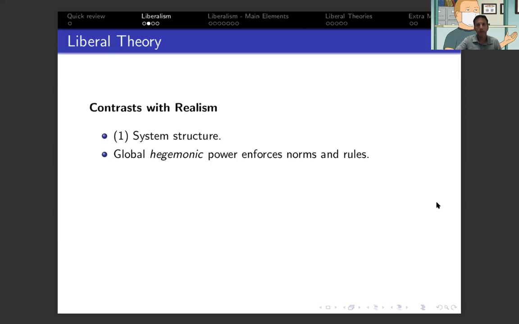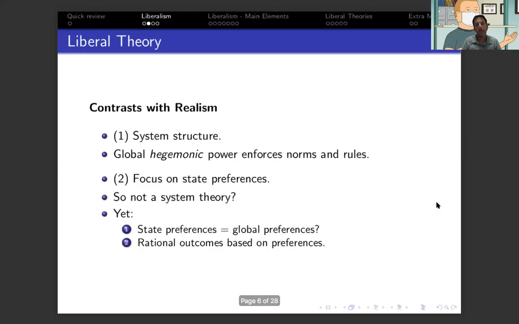The other important distinction in this case is the focus on state preferences as driving the outcome. So instead of looking at the means, which is the strategic conditions, the strategic constraints based on the system that drive the behavior of states, it is actually the state's preferences, the demands of members of society and members of the public, that drive the behavior of the state in the international system. And I'll get to more details about that in a few minutes.